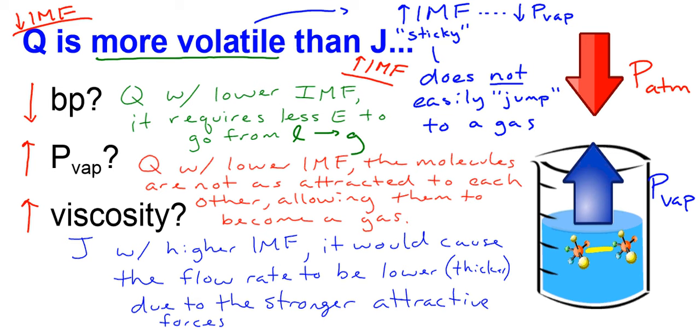So that's some of the information we can get by a simple statement. Again, look at the statement, and then you need to identify what comparative IMFs you have. Once you do that, everything else falls into place.